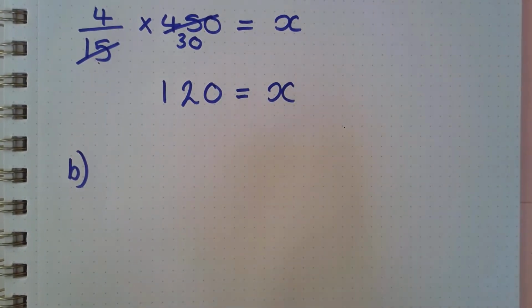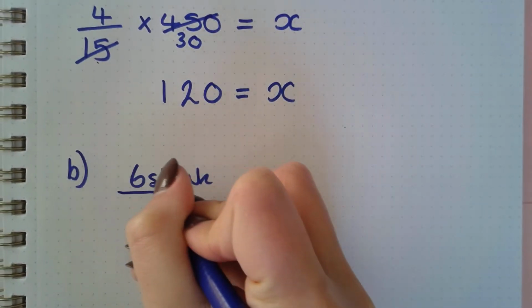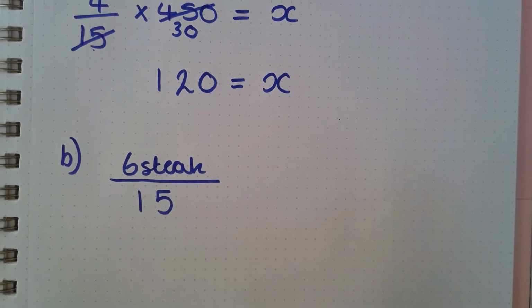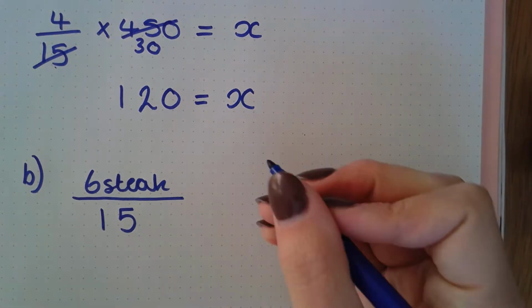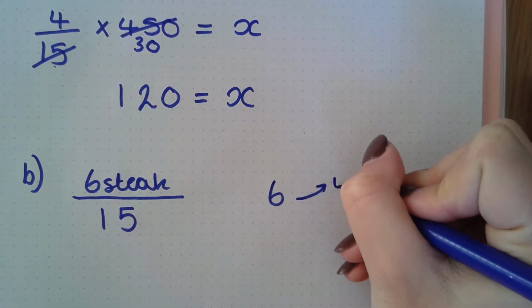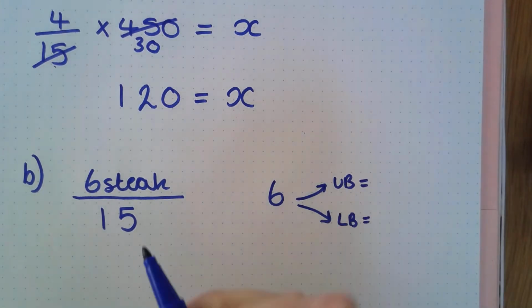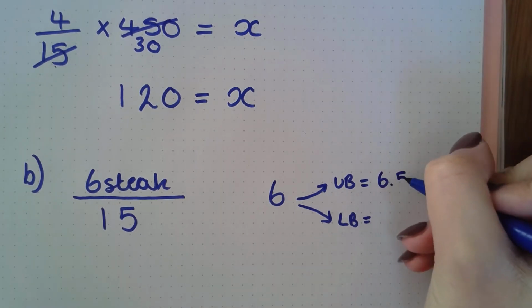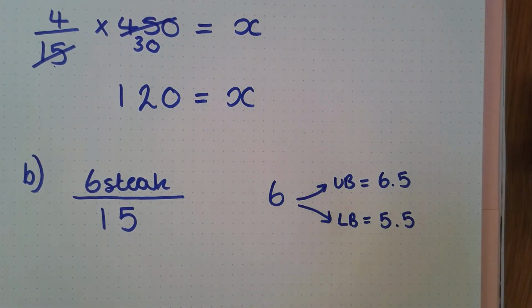So this time we've got 6 steak pies in a sample of 15. Okay, but this time it says 6 correct to the nearest whole number. So we need to work out our upper bound and our lower bound. Check the mark scheme, you get a mark for finding a bound. So always make sure, even if you can't do the question, that you still have a go at doing the bounds part.